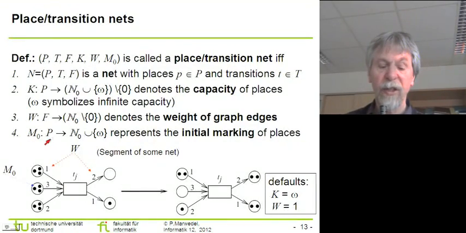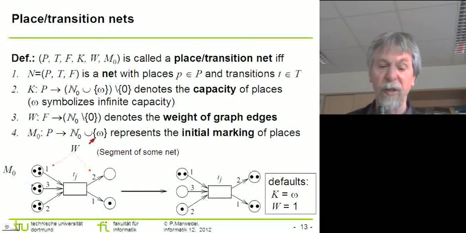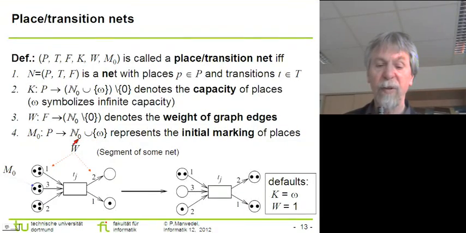The initial marking is a mapping from the places to natural numbers. And again, we extend this set on the right-hand side by one special symbol denoting infinity. So we can have an infinite number of tokens on a particular place. And in this case, we do include the zero because it can obviously easily happen that there is initially no token for a particular place.